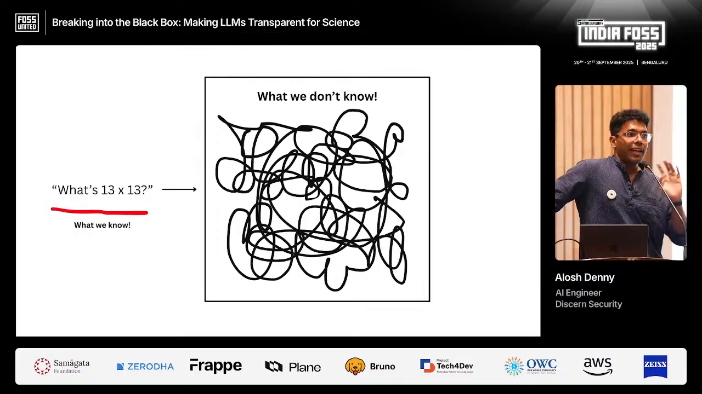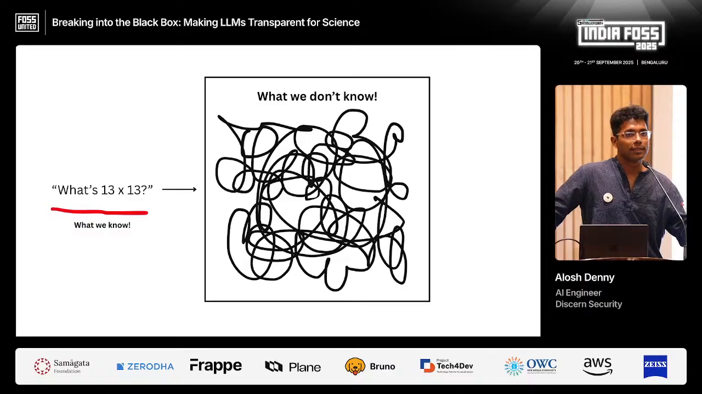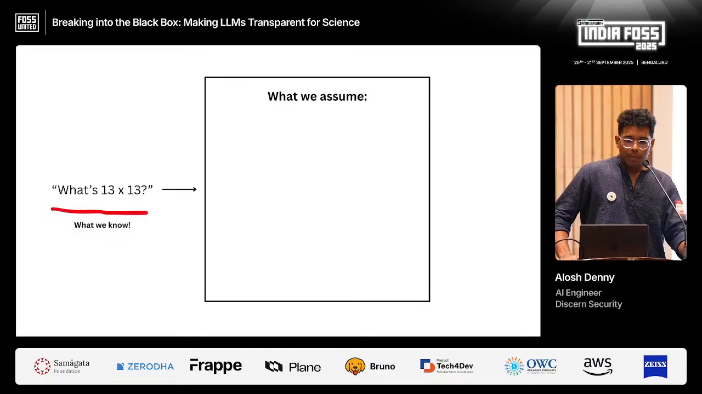So in an LLM, it's the same thing. We ask it the same question, what's 13 times 13? It gives us the answer as 169. But we don't know what's happening under the hood. It's a complete black box. We don't know what the neurons are thinking about it. But what we can assume is that it thinks in almost the same way that we thought.